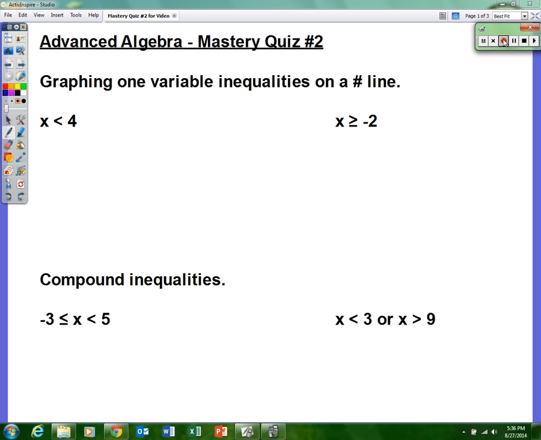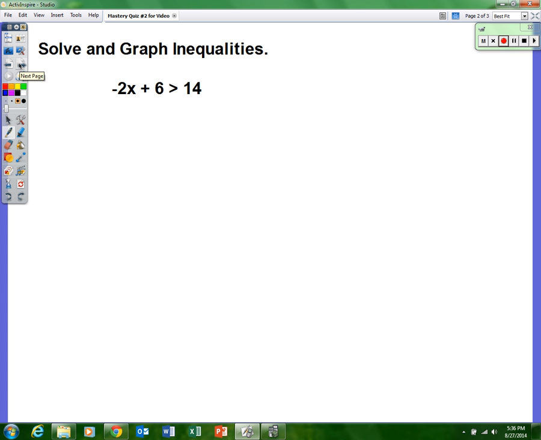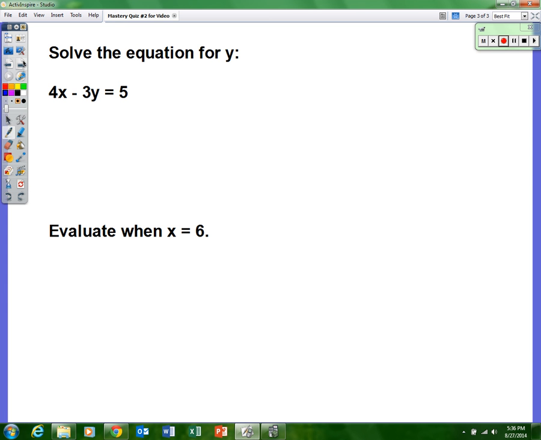Mastery quiz number 2. There are several things we're going to do on this mastery quiz. The first part is graphing one variable inequalities on a number line. So just the basics of being able to graph a one variable inequality. Then we will look at solving and graphing an inequality. And then the last thing we will look at for this mastery quiz is to solve this equation for y and then evaluate that equation when x equals 6.